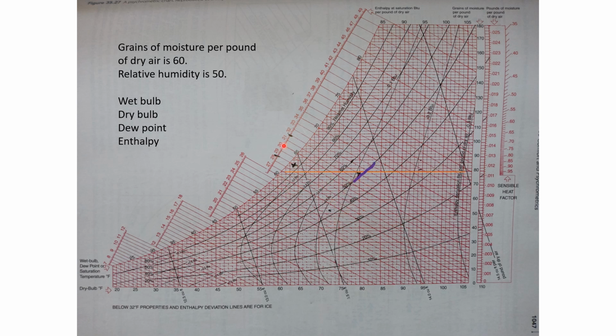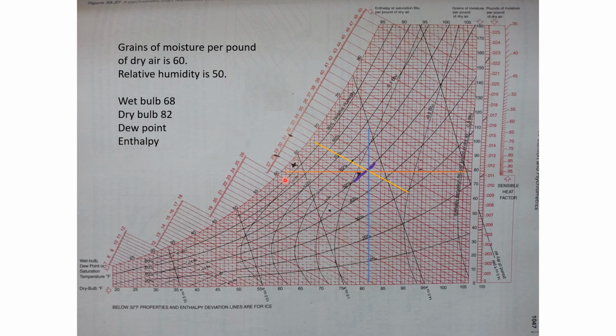We plotted our grains of moisture per pound of dry air at 60. We said our relative humidity was 50, so we're right here. Okay, so we go everywhere else we need to go from right there. There we go. We came on up for our dew point. What did we get? 68. Good. And then we got our wet bulb. Our wet bulb at 68. Our dry bulb at 82. Our dew point at, right at, what was that, 51?